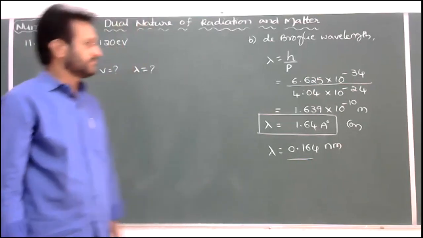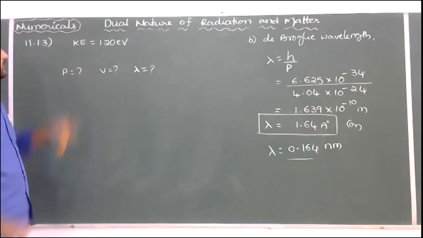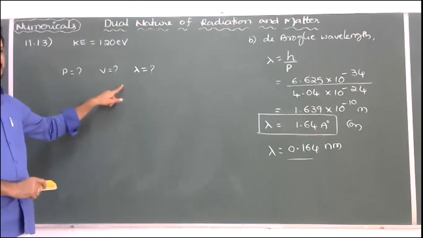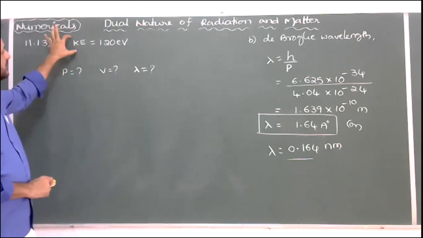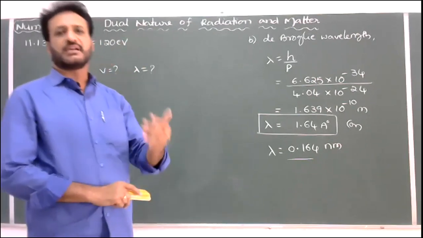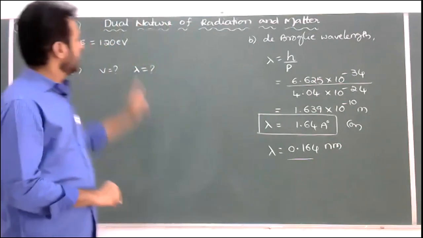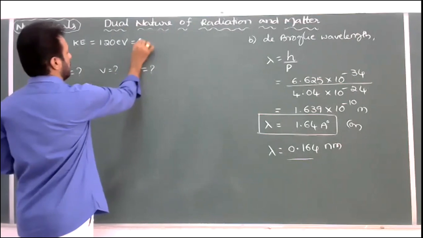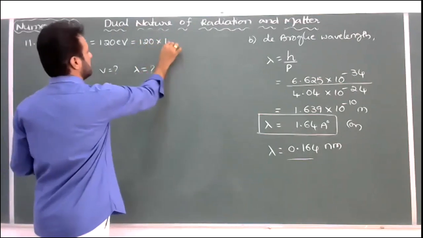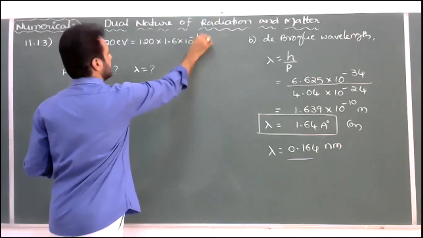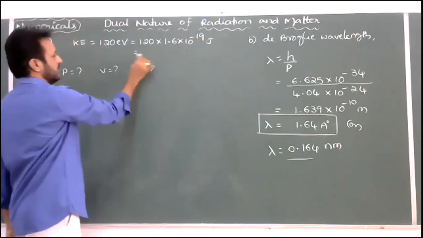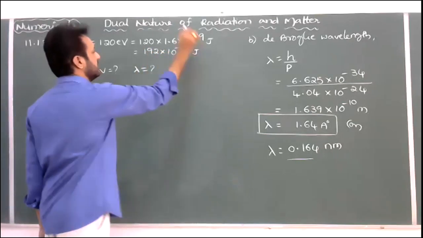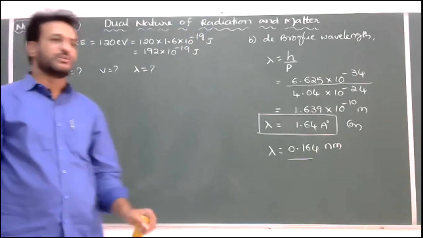Now check the question. Here we should calculate the de Broglie wavelength of the electron, the speed of the electron, and the momentum of the electron. But the data, the kinetic energy of the electron, is given as 120 electron volt, so we need to convert the value into joule. We know already 1 electron volt is equal to 1.6 into 10 power minus 19 joule. Then 120 into 1.6 into 10 to the power of minus 19 joule gives 192 into 10 to the power of minus 19 joule. It is the value of kinetic energy of the electron in joule.